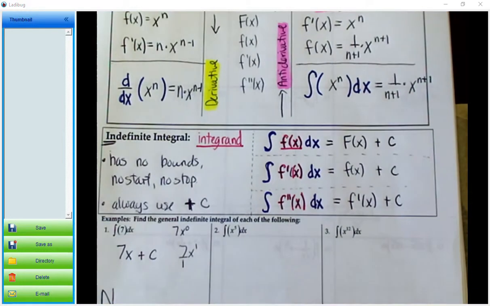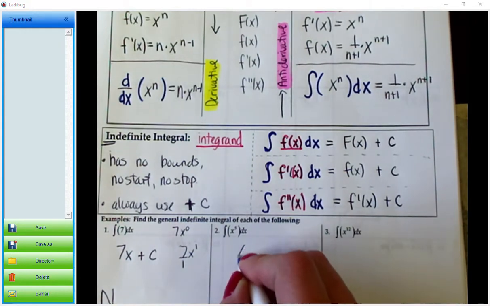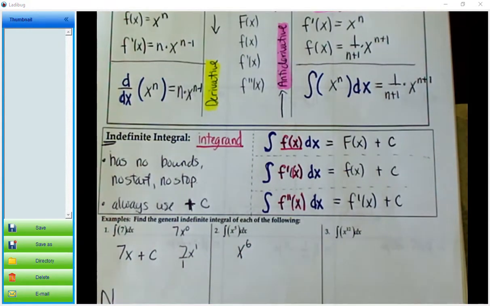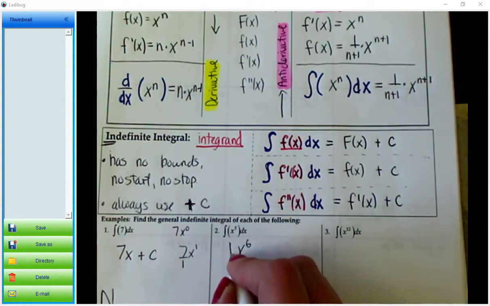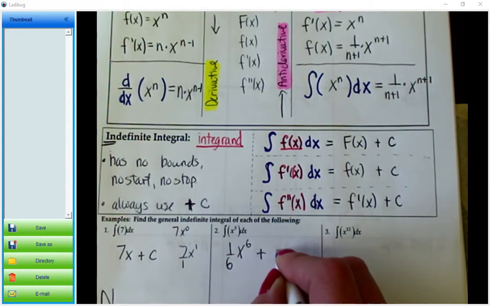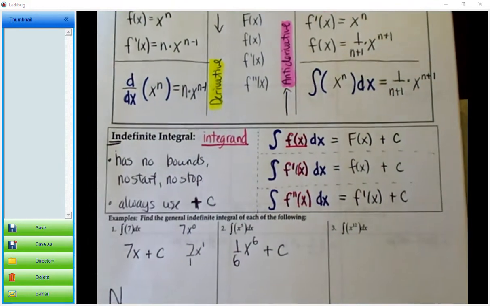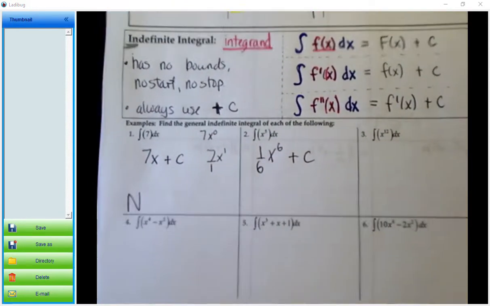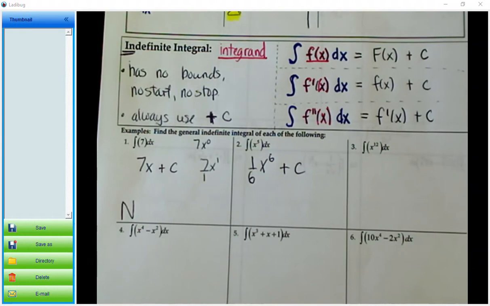All right, let's do number 2. X to the 5th. Antiderivative. Go up in power. 6. Divide by the same number. Plus c. And then I'm going to scan for the letter. How could I check if you did the questions? I could just ask you to be like, number 6, what letter? R? Is it R? We'll find out.